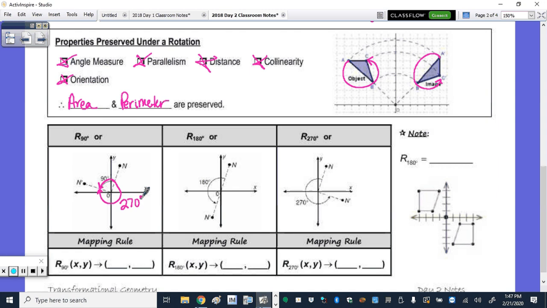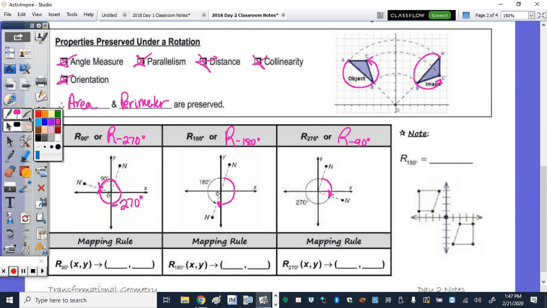And to note the clockwise direction, we simply make it negative. So a rotation of 90 is the same as a rotation of negative 270. A rotation of 180 is the same as a rotation of 180 in the opposite direction, as 180 and 180 add up to 360. And then a rotation of 270 clockwise versus counterclockwise would be a rotation of 90. Okay? So they're opposite signs and add up to the same number of 360.